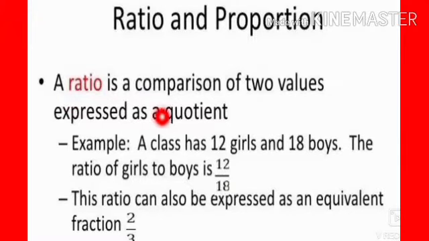A ratio is the comparison of two values expressed as a quotient. Example, a class has 12 girls and 18 boys. The ratio of girls to boys is 12 by 18. This ratio can also be expressed as an equivalent fraction 2 by 3.